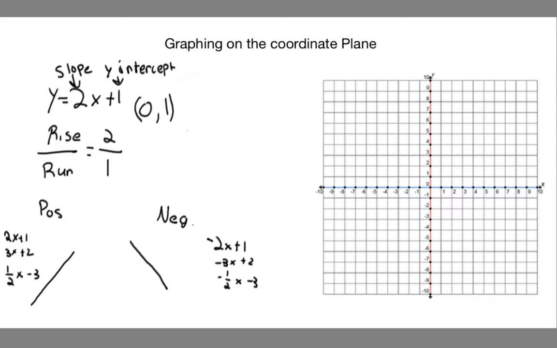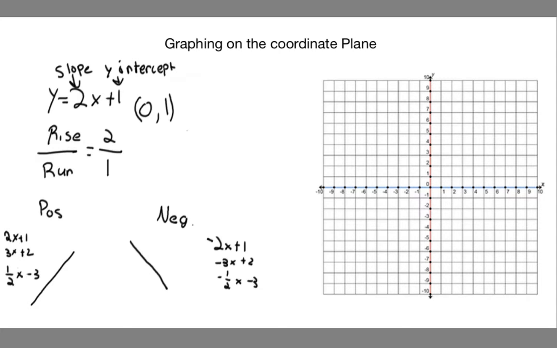The y-intercept for all the rest of these equations would be, for 3x plus 2, 0, 2. For 1/2 x minus 3, it's 0, negative 3. For negative 2x plus 1, it's 0, 1. For negative 3x plus 2, it's 0, 2. And for negative 1/2 x minus 3, it's 0, negative 3. So now that we know we have a y-intercept of 0, 1, and a rise over run of 2 over 1, we can find the graph of this equation.